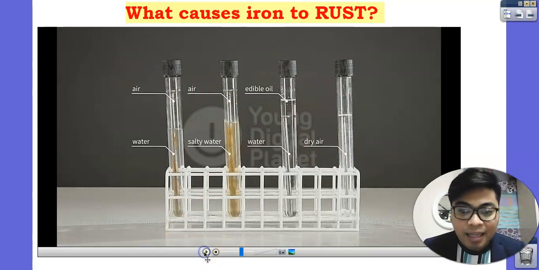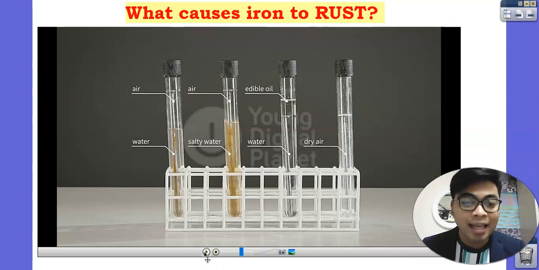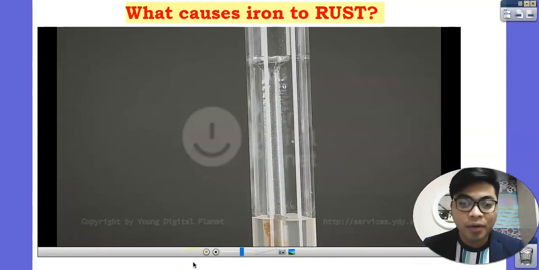So test tube number 1 contains air and water. Air and water in test tube number 2. For test tube number 3, it's the same thing. However, we have there the edible oil. And for test tube number 4, we have dry air because the moisture is all absorbed by the calcium chloride. So we're going to take a look.